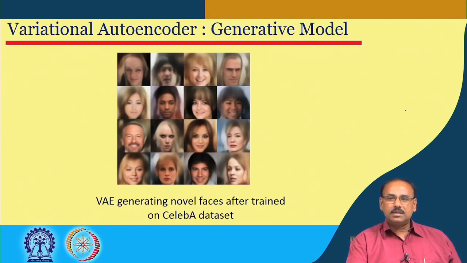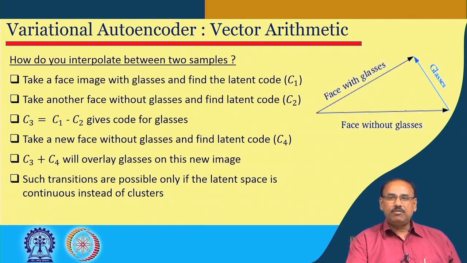This is again another set of output, again reconstructed from this generative model, the variational autoencoder, which is trained on the CelebA database. With variational autoencoder, we can have another trick following the vector arithmetic approach. That is, if we take a set of face images with glasses and the corresponding latent code we say is C1, then take another set of face images which are without glasses, the corresponding latent code is C2, then C3, the vector C3, which is C1 minus C2, that gives you the code for the glasses.